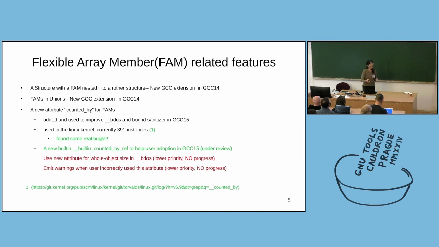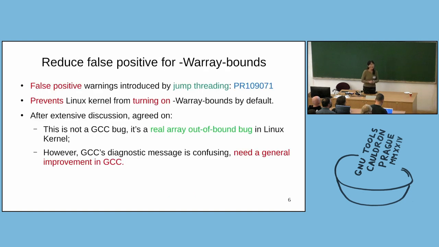There are two old items we are trying to work on, but due to lower priority, I haven't started yet, because the Linux kernel currently doesn't need them. So for the flexible array member task, we finished, I think, almost all the issues.